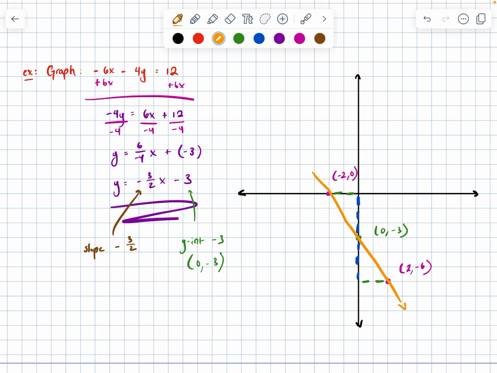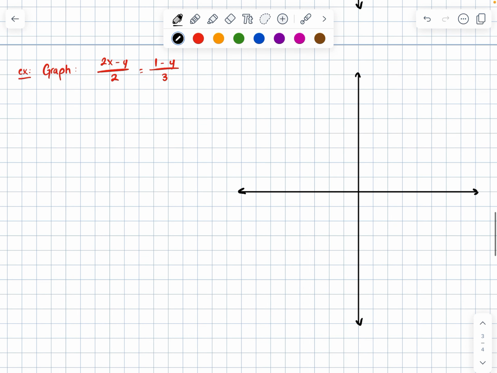I've labeled my 3 points. All I've got to do now, once again, is connect them with a line. Once again, we're going to pretend this line is straight, but again, I'm not grading you on the straightness of your lines. I'm grading you on the accuracy of your points. Label our axes, y and x, draw our arrowheads, and we've built our graph.